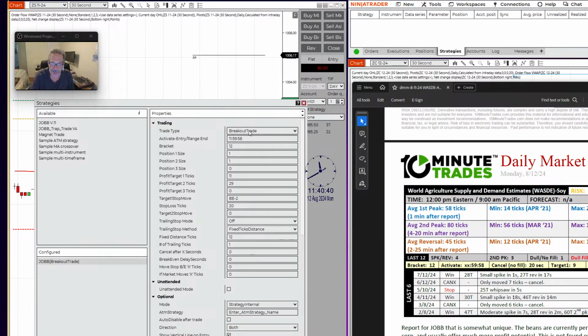All right, back to the setup. It's a breakout trade, triggering Eastern Time 11:59:58, bracket of 12.